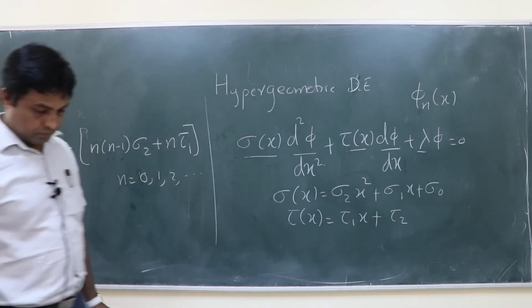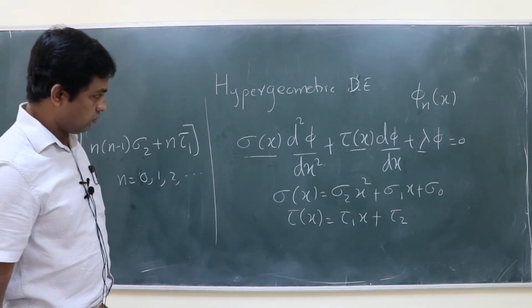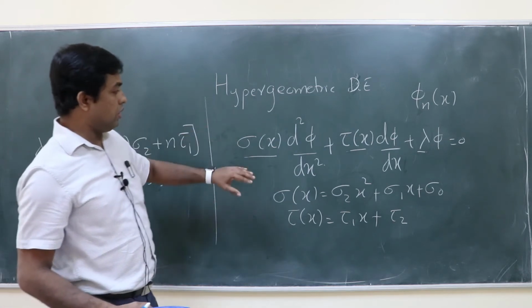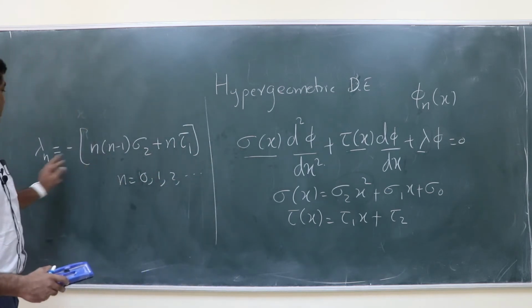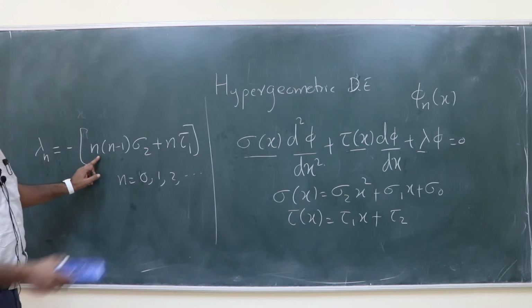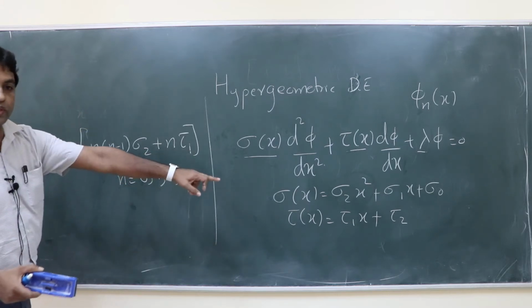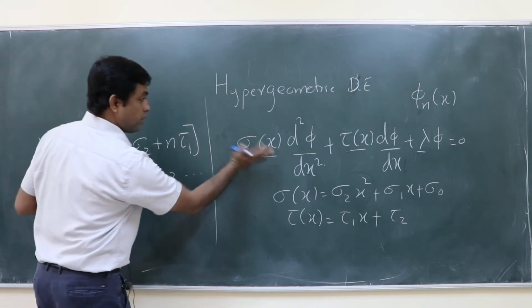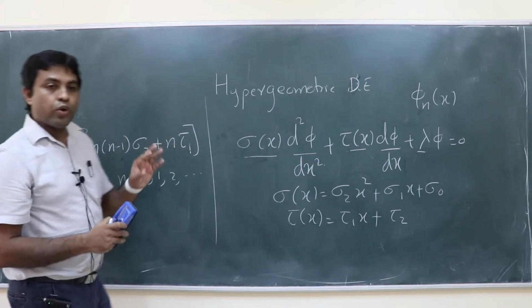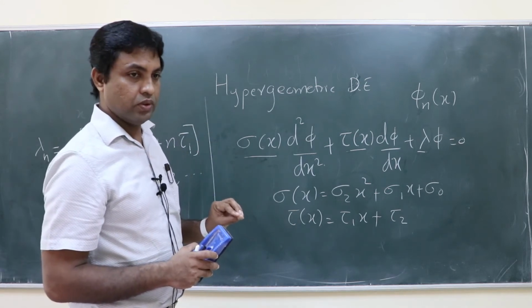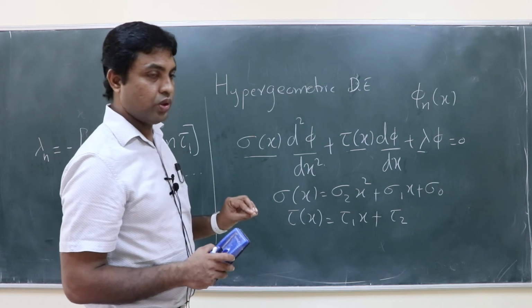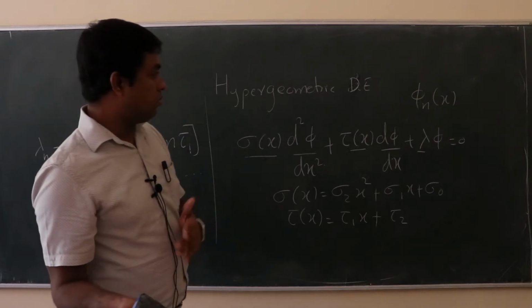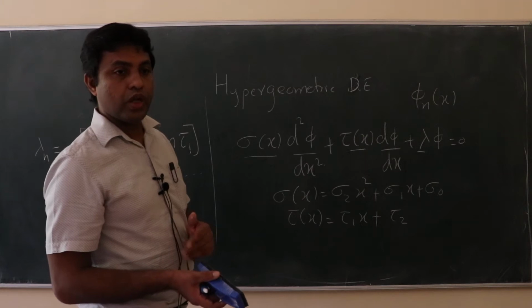And this sigma of x and tau of x remain the same for a given set, they won't change. Obviously they should not change, because here you change lambda and you get different phi n of x. Sigma 2 and tau 1 are fixed. So this is called the solution to this hypergeometric differential equation. Here I am only talking about real solutions, real functions. This can be analytically continued to complex space, but I am not discussing that.